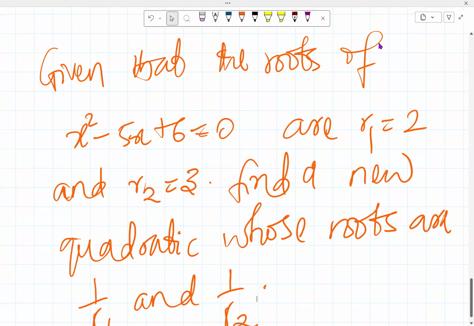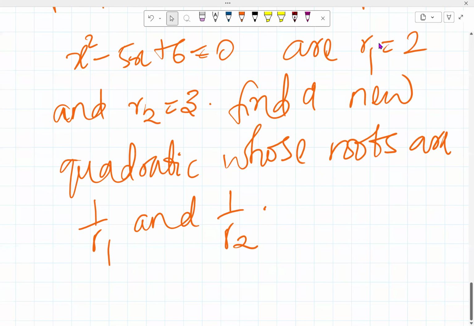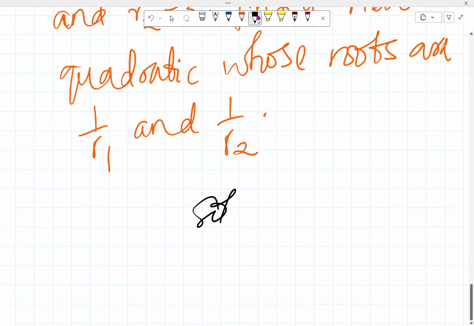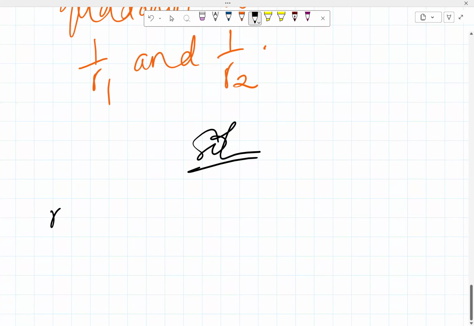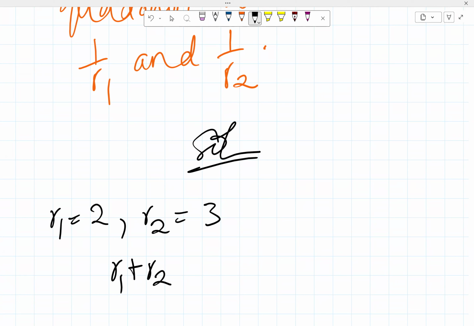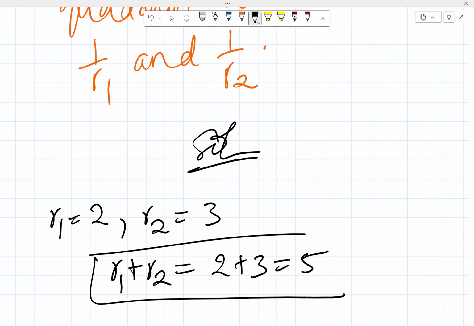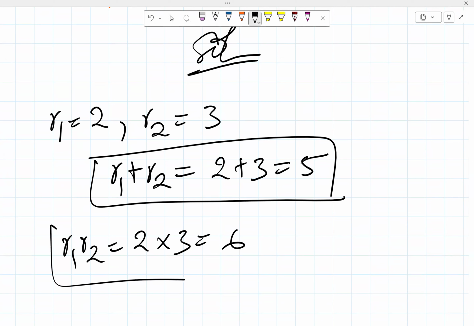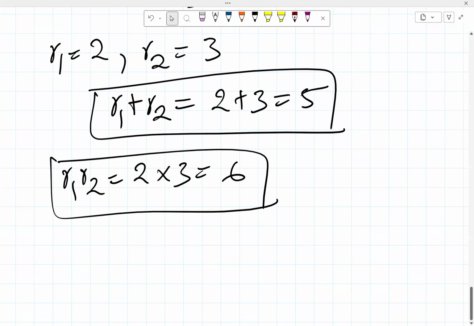So here, first of all, for the solution, we need to know that r1 is 2 and r2 is 3. So we know that r1 plus r2 is equal to 2 plus 3, and that is 5. First of all, settled. Then we have r1 r2, that is 2 times 3, that is 6. So also settled.